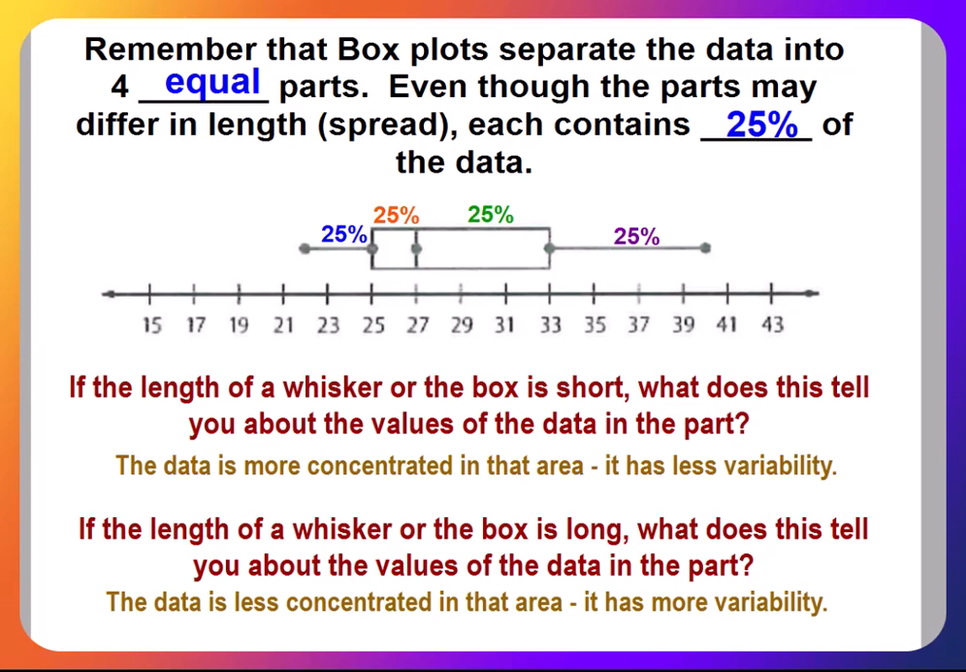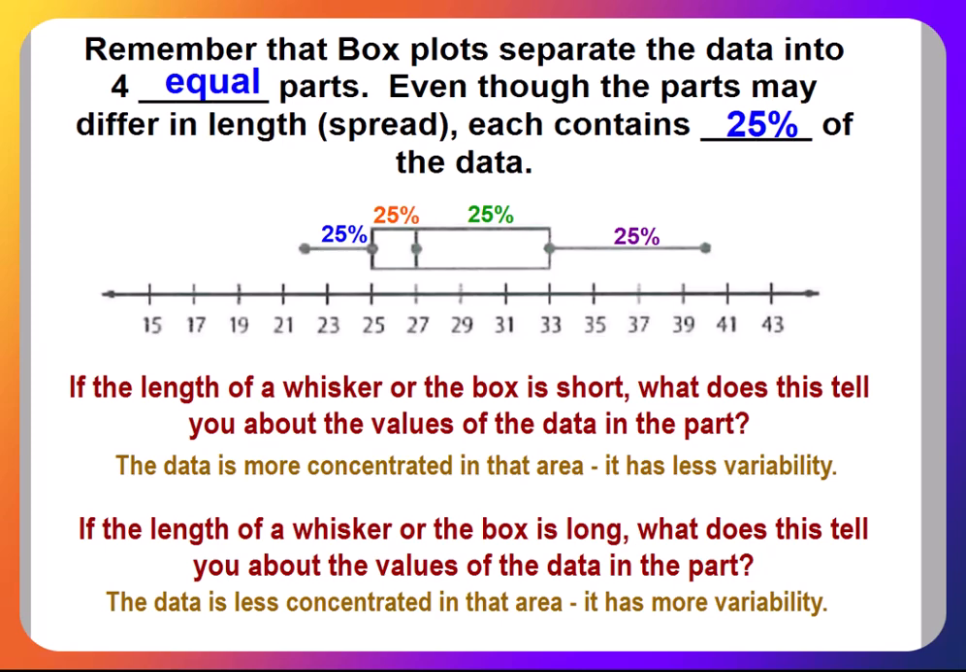Remember, the box plot separates the data into 4 equal parts, okay, quartiles. When you think of quartiles, what word do you hear in there? Quarters. And what percent do you know about quarters? 25%, right? Okay, so even though the parts may differ in length, meaning their spread is different, each quartile contains 25% of the data.